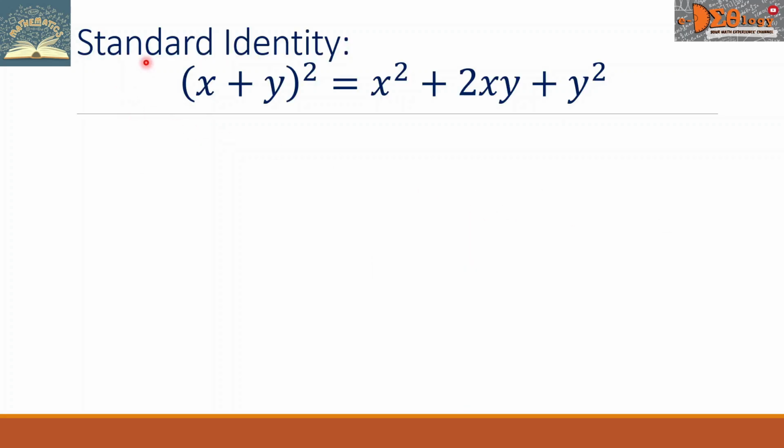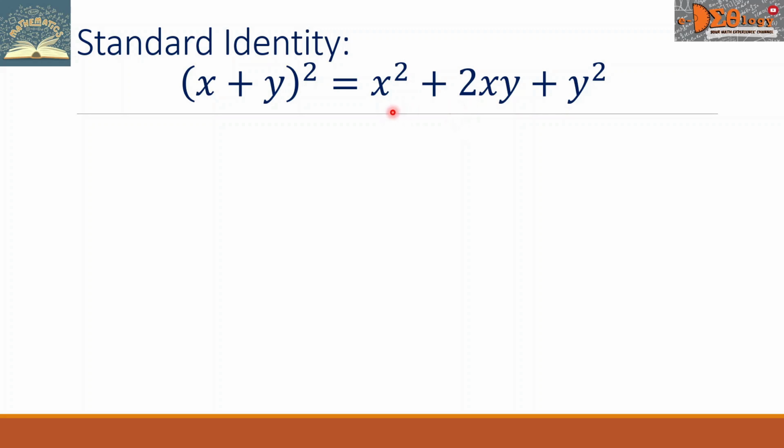Let's go now to our standard identity, the square of x plus y. This is equal to 3 terms. In our square of x plus y, we can see that the first term is x, the second term is y. On the right side, we have 3 terms. The first term here is simply the square of this x, the first term. The last term or the third term is y squared. This is simply the square of this y. And the middle term, we multiply the x and y and then times 2.